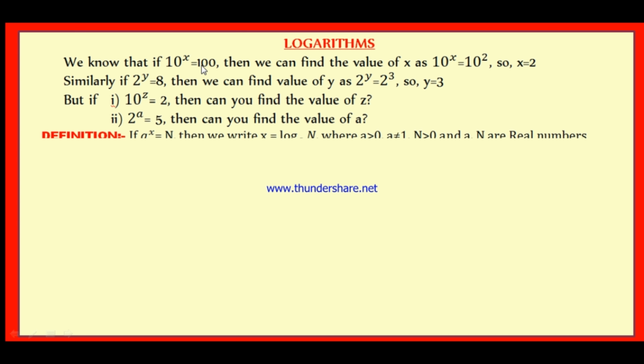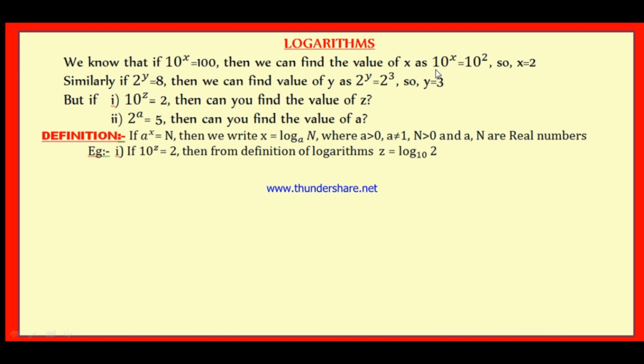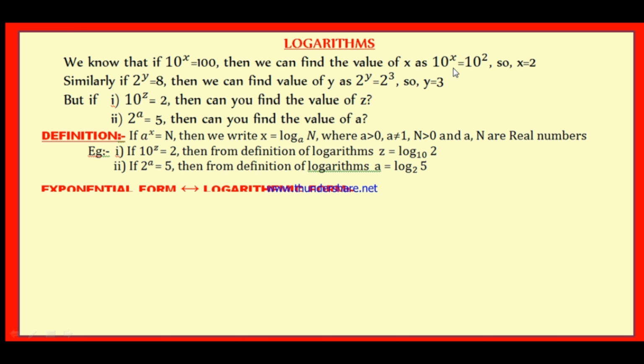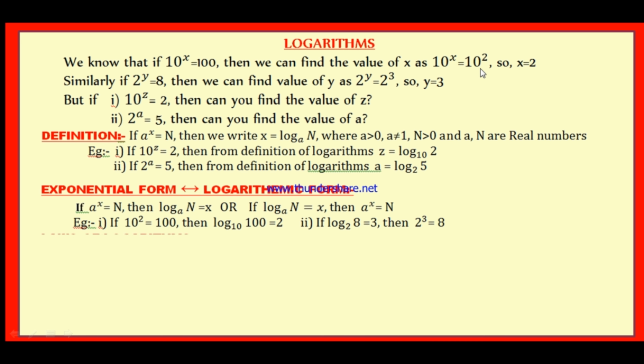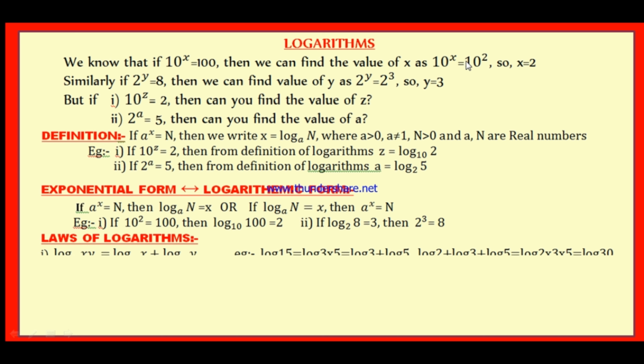If you are given 10 power x is equal to 100 and asked to find the value of x, then you can write this 100 as 10 square. Then 10 power x is equal to 10 square means the bases are equal. If bases are equal, you can equate the exponents, so x is equal to 2.